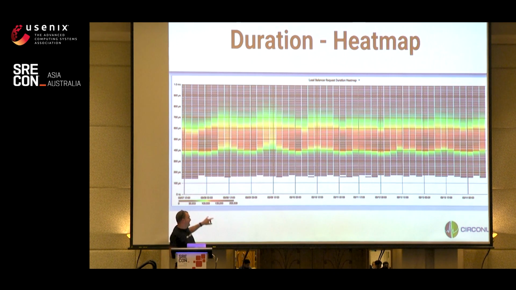You can see that the median response time for the load balancer hovers around about 500 microseconds, and that's represented visually by the red band running through the center of this. If we were to see that red band shift up for increased latency, we would know that our service is slowing down and that something's gone wrong.